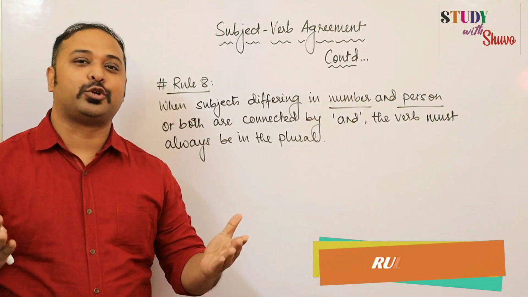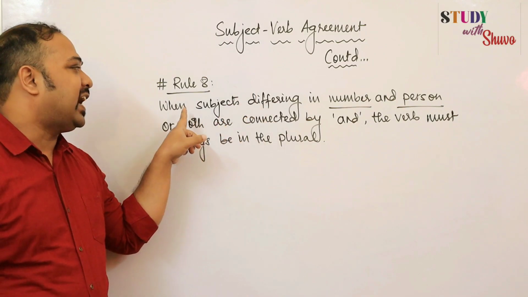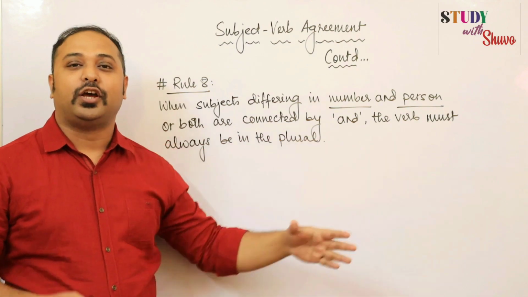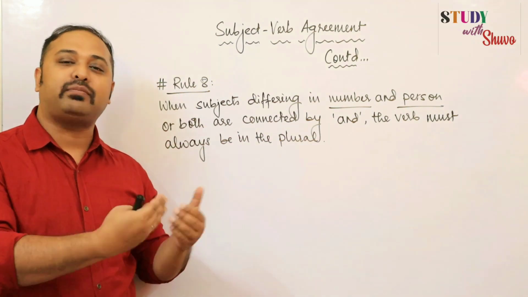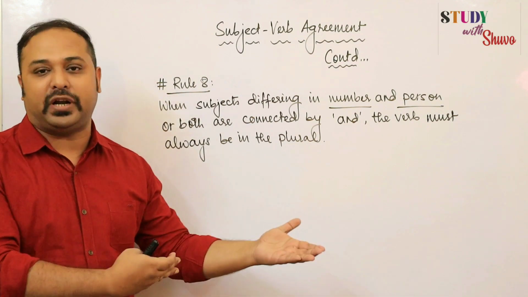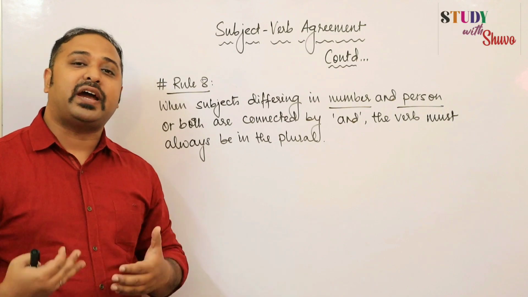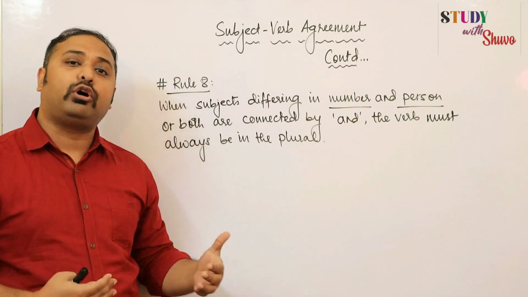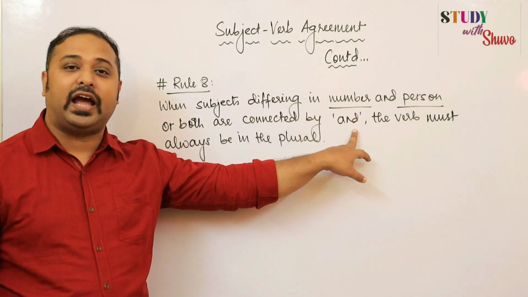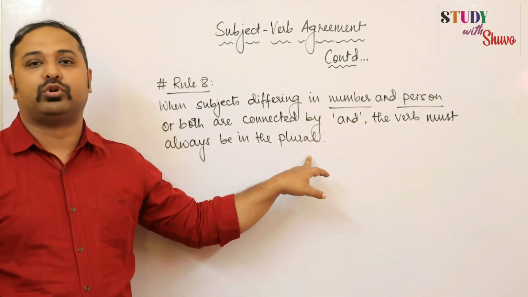Let's go ahead with the next rule, rule number 8. Rule number 8 states that when subjects differ in number and person, so either the number will remain the same and the person will be different, or the person will remain the same and the numbers would be different, or both. That means 2 subjects might vary or differ in both number as well as person. When they are connected by the conjunction and, the verb must always be in the plural.